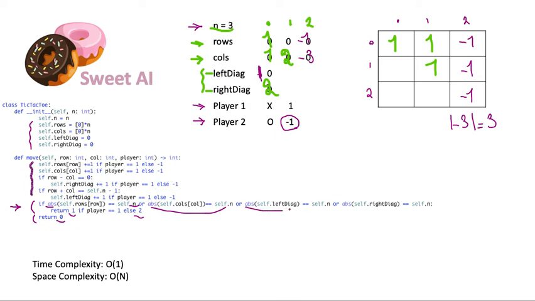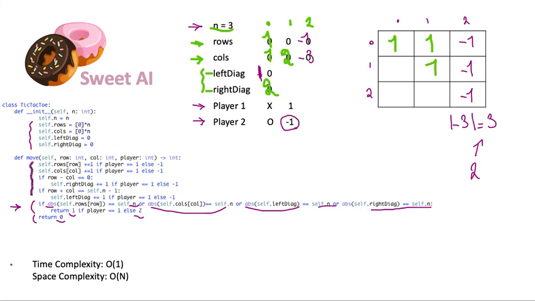Or we check the diagonals if it is equal to n, or the right diagonal if it is equal to n. So if either of these cases is true, it indicates that we have a winner. And here we are going to check if it is player 1, we are going to return 1, and if it is player 2, we are going to return 2. And in this case, because this is player 2, we are going to return 2.